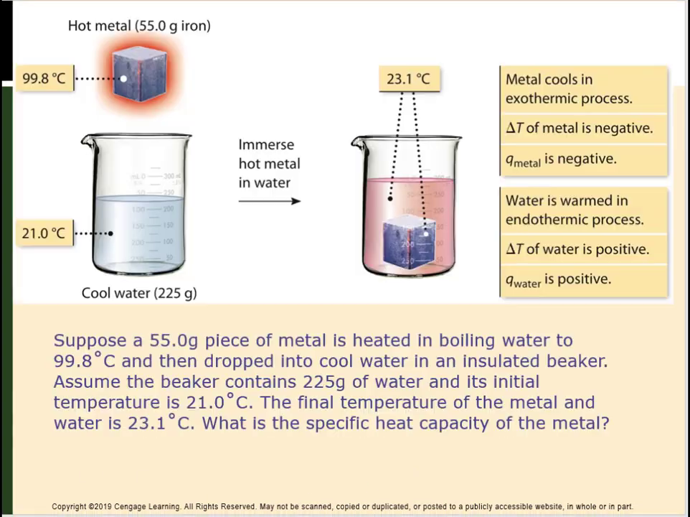So going off of that, coming back to here. Suppose that I have my 55 gram piece of metal, say it's iron. It's heated in boiling water to 99.8 degrees, just as our picture tells us. And then it's dropped into cool water in an insulated beaker. Assume the beaker contains 225 grams of water and its initial temperature is 21. Final temperature of the metal and the water is 23. What is the specific heat of the metal?